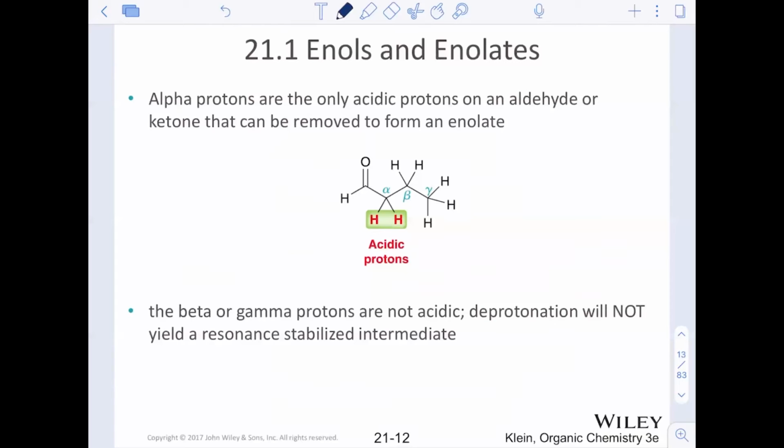So alpha protons are the only acidic protons on an aldehyde or ketone that can be removed to form an enolate. If you want to think about stepping back further away from the carbonyl, it's not going to happen. Why? We lose resonance stability. The beta or the gamma, right? If you think A, B, C in Greek, alpha, beta, gamma. Beta and gamma protons are not acidic. There's no resonance stabilizing them, so deprotonation will not occur.